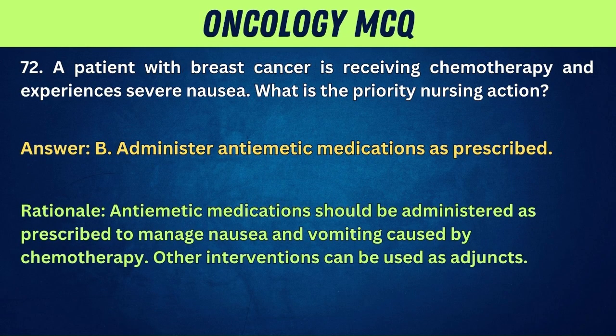Answer: B. Administer antiemetic medications as prescribed. Rationale: antiemetic medications should be administered as prescribed to manage nausea and vomiting caused by chemotherapy. Other interventions can be used as adjuncts.